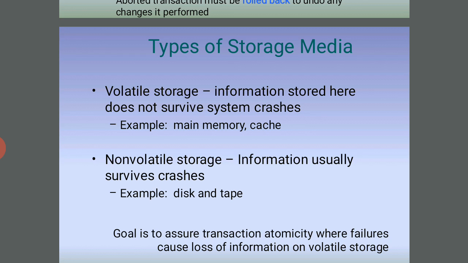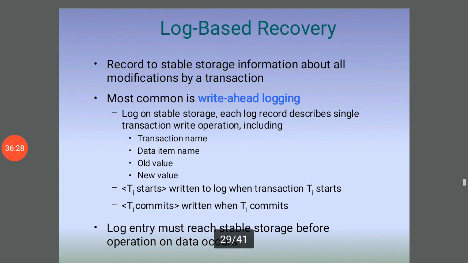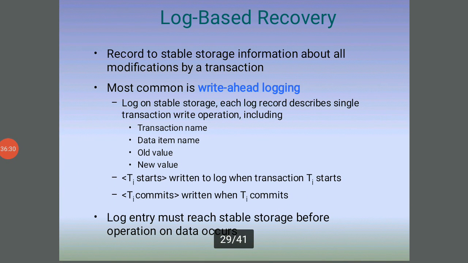Non-volatile storage: information usually survives crashes. Examples are disk and tape. The goal is to assure transaction atomicity where failures cause loss of information on volatile storage. Next, log-based recovery.